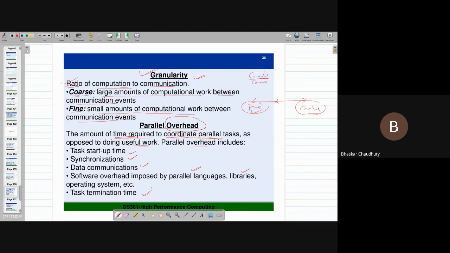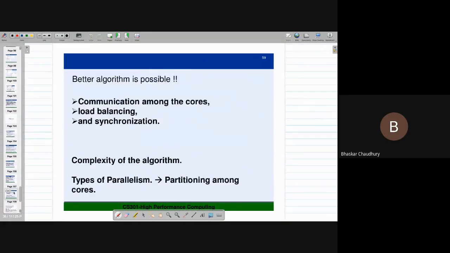So the summary is that in parallel computation, in addition to the useful work, you will be spending a significant amount of time in overhead. That's the important message. To summarize, a better algorithm is always possible. You can always come up with a very simple design, and then improve that algorithm.